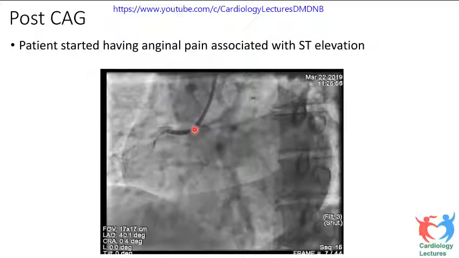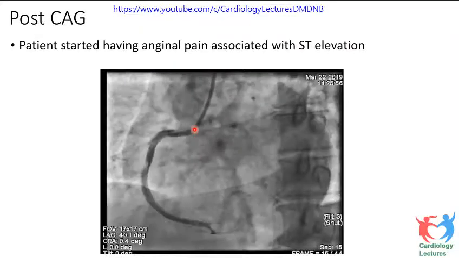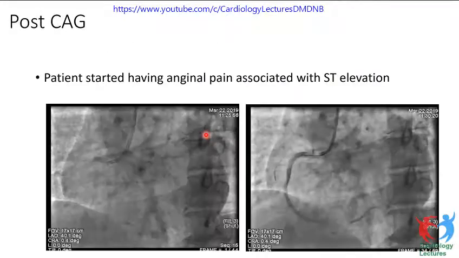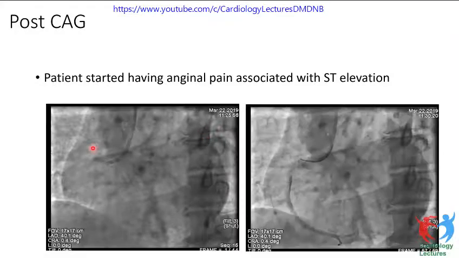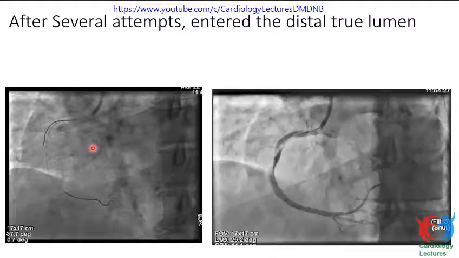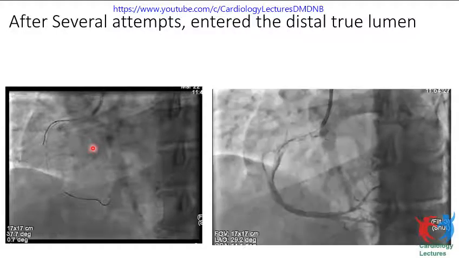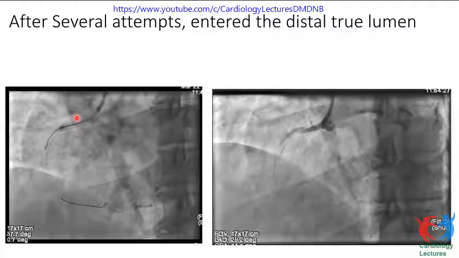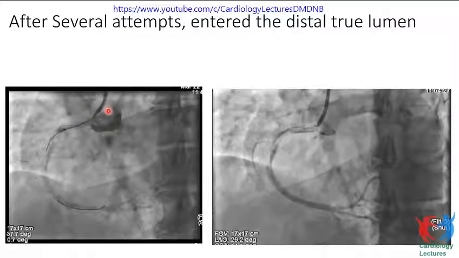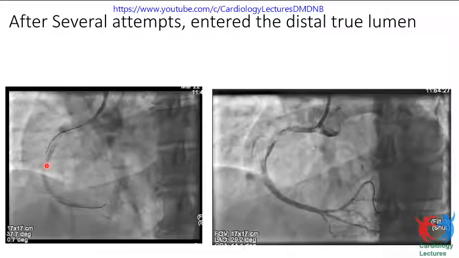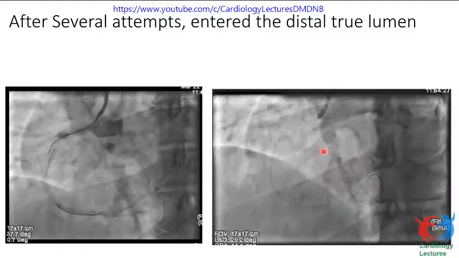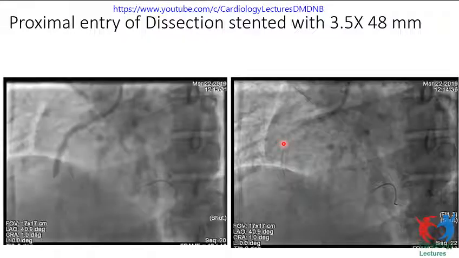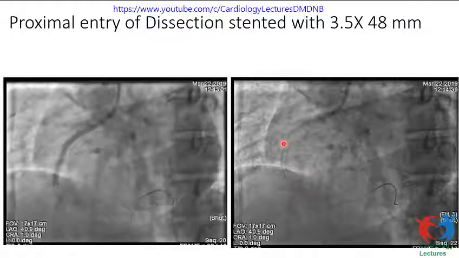Your main target should be to enter the true lumen. So what we did is we tried with so many wires, and naturally when there is a dissection like this, patients tend to have ST elevation and chest pain. And here, after a great amount of effort trying to enter the true lumen, I could enter the true lumen here. And once you get the true lumen, then the job is easy. You go ahead and then enter that part. And once stented, then it is quite stable now. The patient is stable.